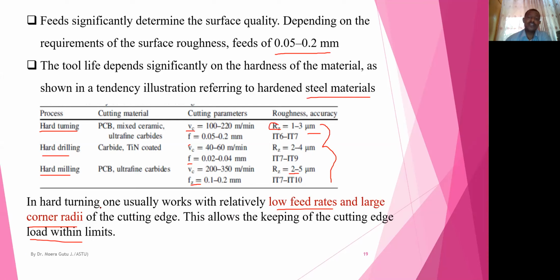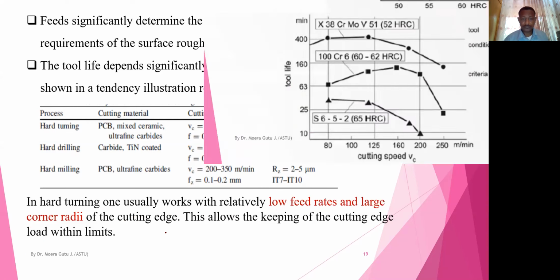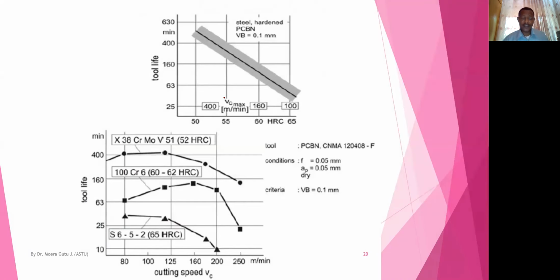Okay, you have to see the science of how the low feed rates and large corner radius will reduce the cutting force and will help to reduce the cutting tool damage. You have to know this one. This is the science-based study here.